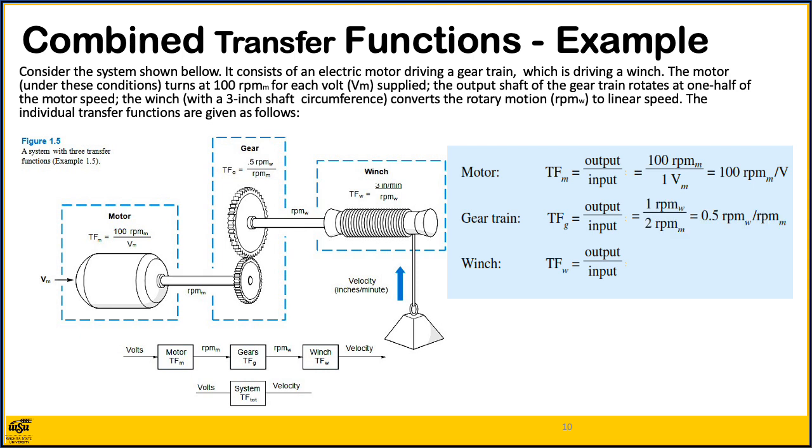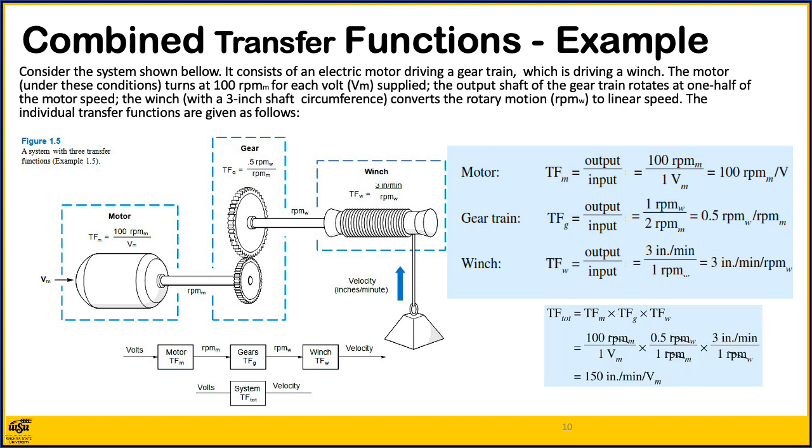The output shaft of the gear train rotates at 1/2 of the motor speed, and the winch with a 3-inch shaft circumference converts the rotary motion RPM to a linear speed. The individual transfer functions are given as shown. This means the system has a velocity of 150 inches per minute for every volt at the input. For example, if the input setting was 2 volts, the velocity would be 300 inches per minute.